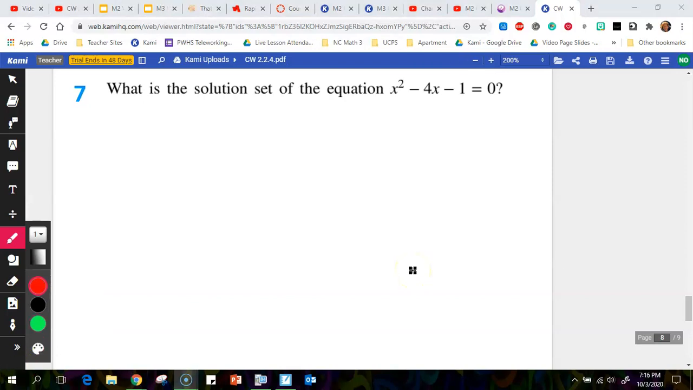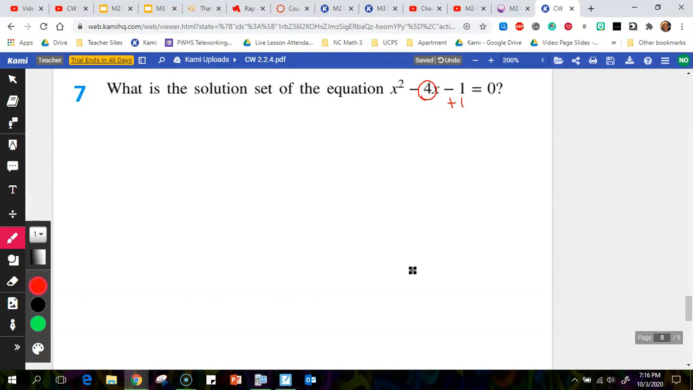Okay, we have two more problems to do. On number 7, it doesn't tell me which method to use. So if it doesn't tell me which method I have to use, then I'm going to look at it first and ask, is there a factor pair for -1 that equals -4? No, there is not. So I can't factor it using that, but I could complete the square because I have an even number here. And if you have an even number there, it's kind of easy to complete the square.